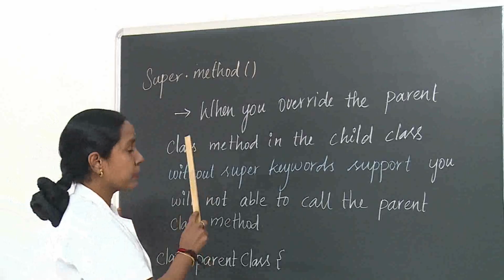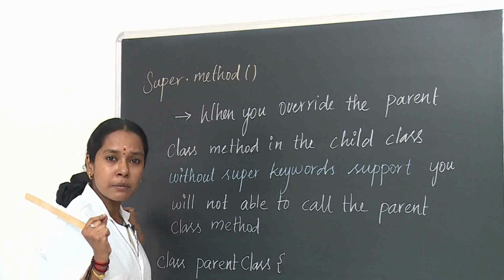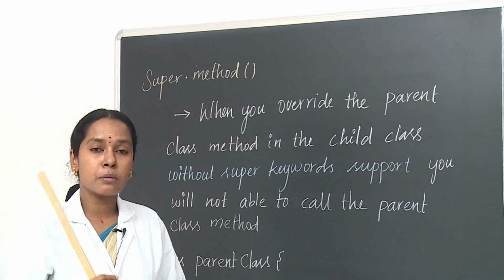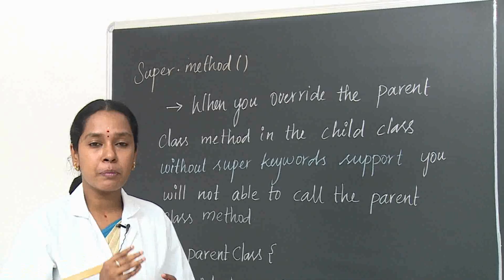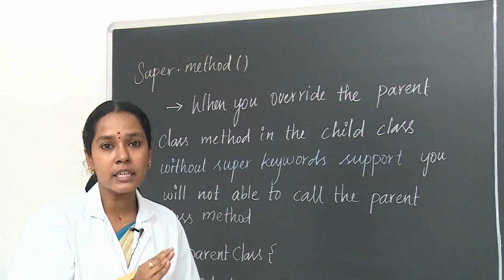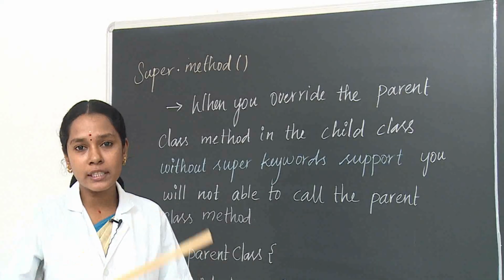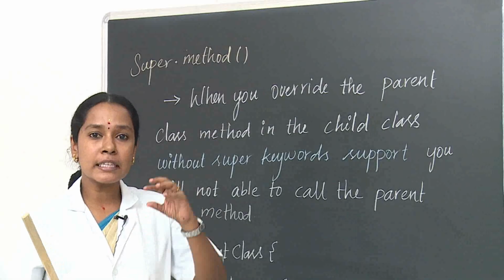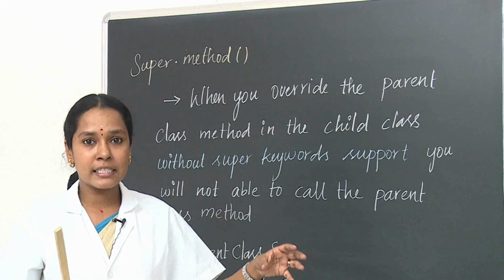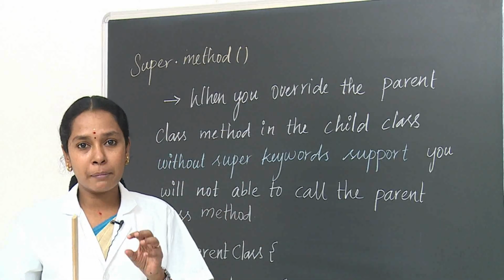Next one is the super method. So what is the main problem in method overriding? We have to create two methods in different classes. While we are calling that method, there will be some problem: it will call either the subclass or the main class method. That will be the main problem in method overriding.